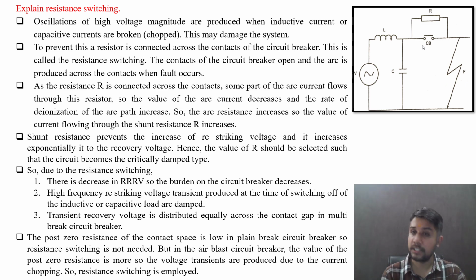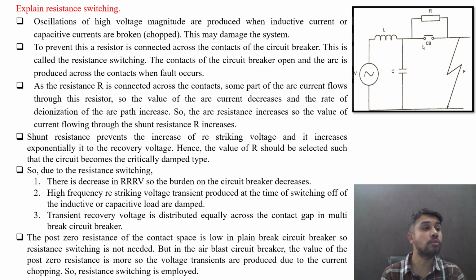Due to the resistance switching, there is a decrease in the rate of rise of restriking voltage. So the burden on the circuit breaker contacts decreases. High frequency restriking voltage transients produced at the time of switching off of the inductive or a capacitive load are damped. Transient recovery voltage is distributed equally across the contact gap in multi-break circuit breaker.